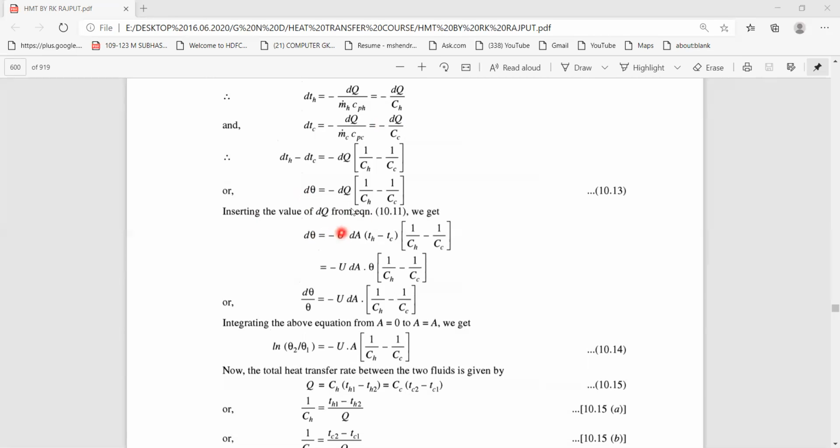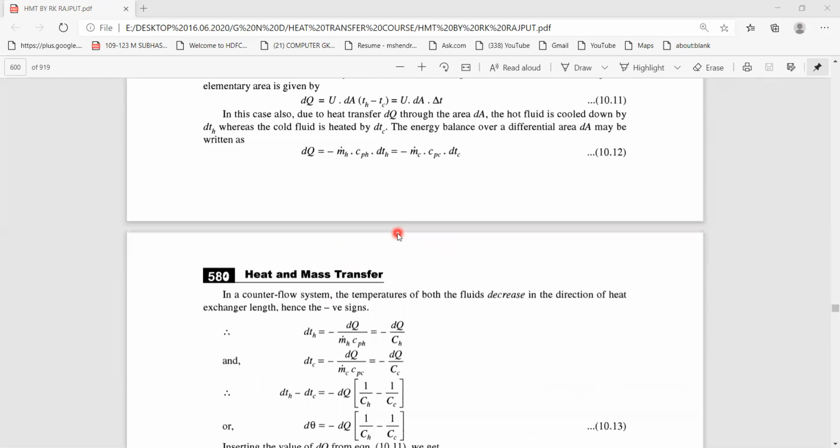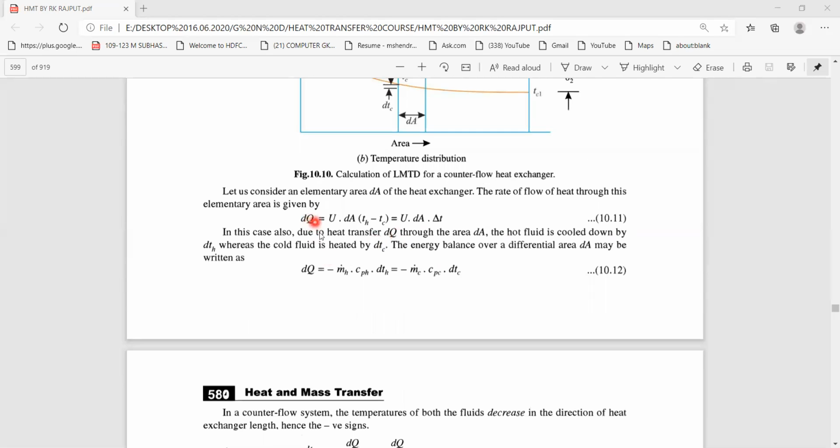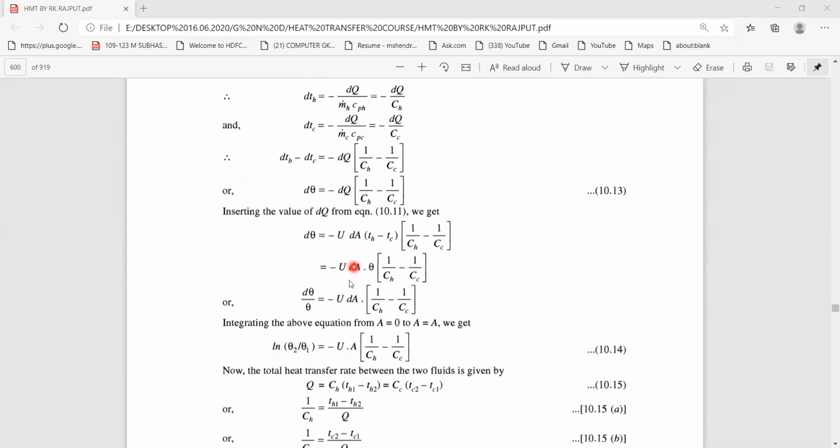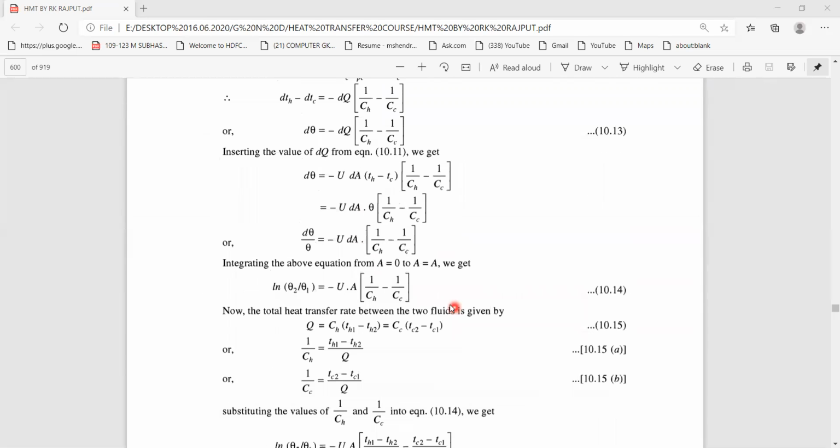Now we have to take the value of dq. We have already written the equation for dq. So dq is given by UdA into delta T, where delta T is Th minus Tc. So just take dq equals UdA into (Th minus Tc), with 1 by Ch minus 1 by Cc as it is.